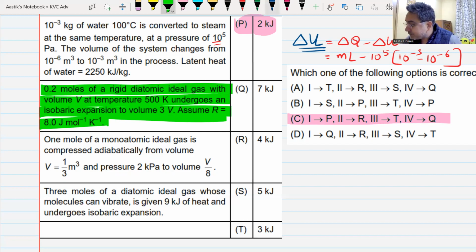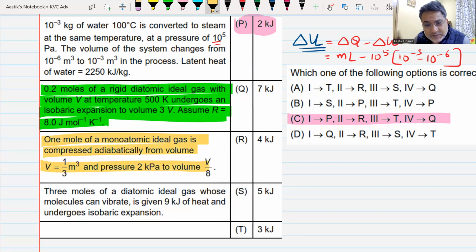The third one: 1 mole of a monatomic gas compressed adiabatically from here to here. Find the change in internal energy. P1 V1 minus P2 V2 upon gamma minus 1? Yes or no? Or P2 V2 minus P1 V1 upon gamma minus 1? Yes or no? Do we understand this, or is this going above our head?